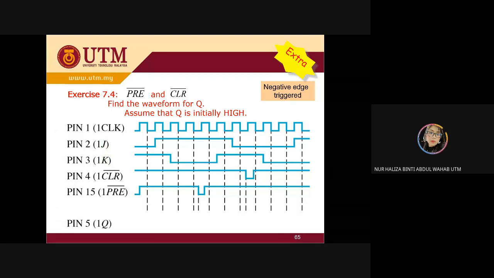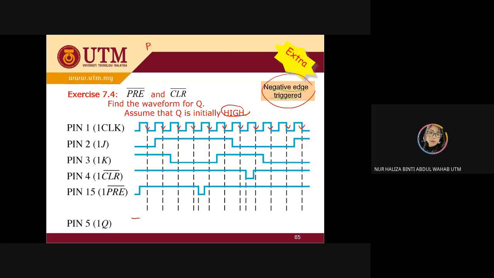So draw one by one, don't panic. Negative edge trigger. Okay, it's already given to you as negative edge trigger. You draw the negative clock first. Okay, done. Settle for the negative edge. Initial value is high, so you start with the high first. And okay, that is the only thing.